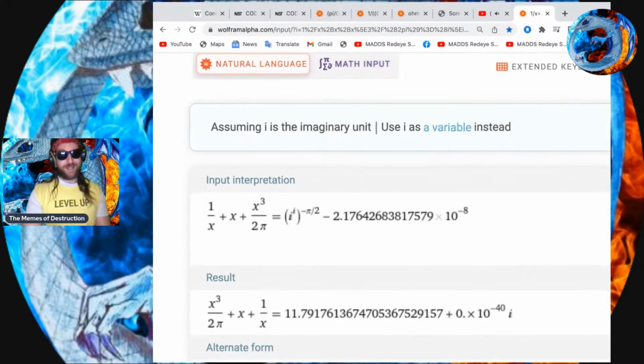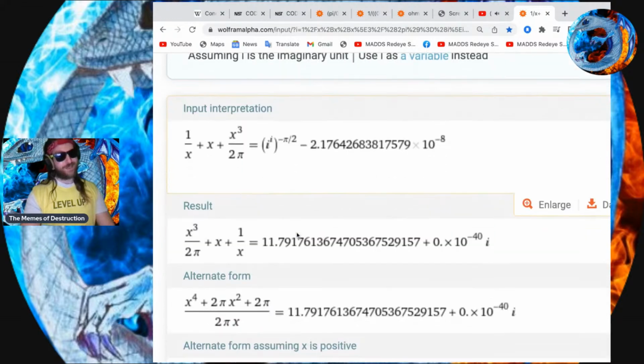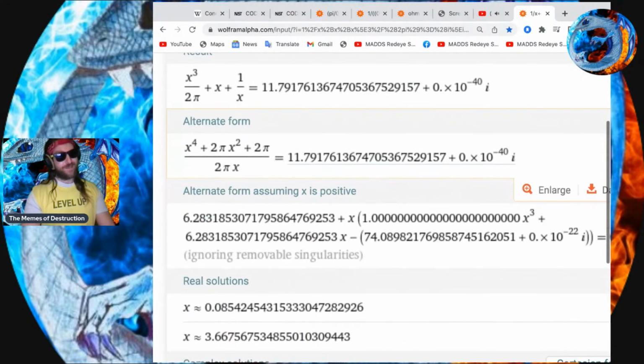Basically, the claim is here. We take this standard geometric formula, 1 over x plus x cubed divided by 2 pi, which is a circle, and we set that equal to i raised to the i. Then we raise that to the negative pi divided by 2. And we have our lambda here, which happens to be the magnitude of the Planck mass gap, which is interesting. It gives us this answer here.